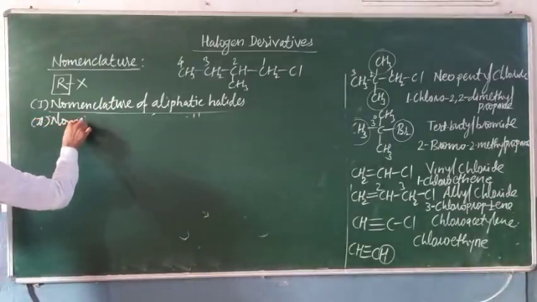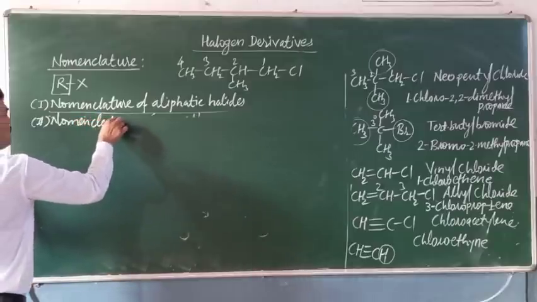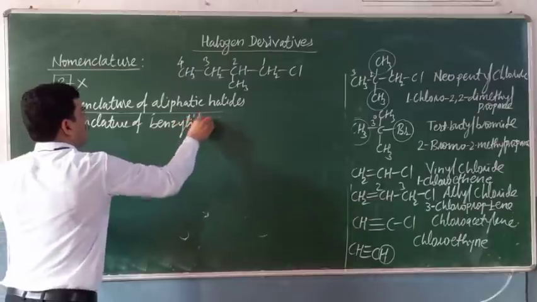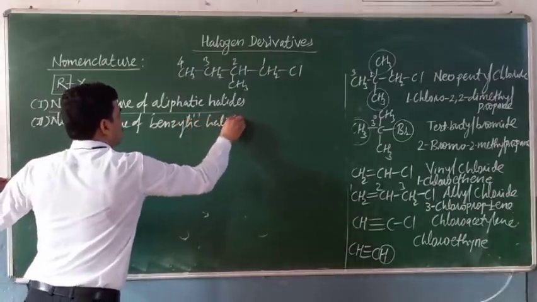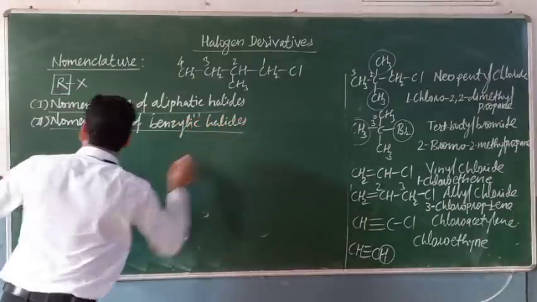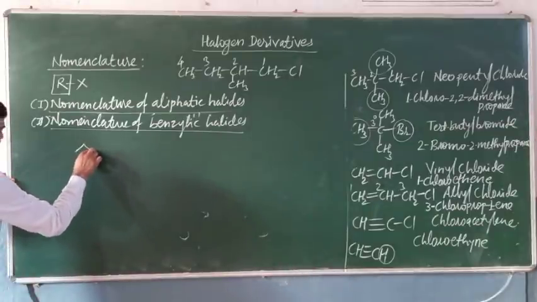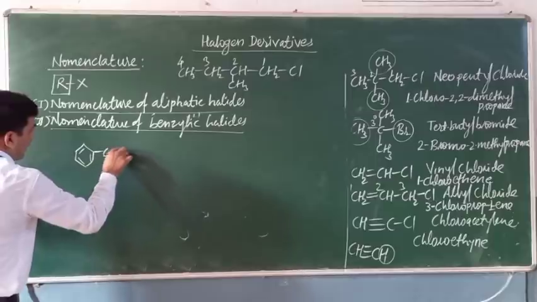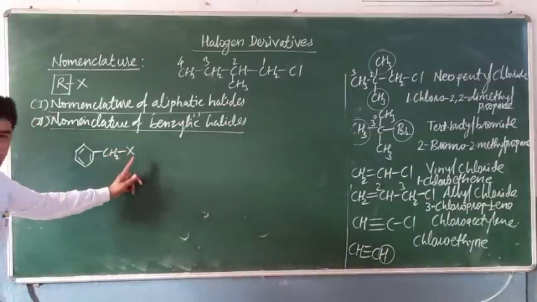Nomenclature of benzylic halides. The general formula of the benzylic halide is C6H5CH2X, where X is Cl or Br or I.